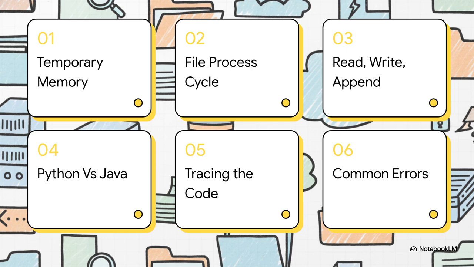So here's our roadmap for today's Explainer. We'll start by moving beyond temporary memory, then map out the file processing cycle. After that, we'll decide whether to read, write, or append. We'll do a quick showdown of Python versus Java, learn how to trace the code like a pro, and finally, wrap up with how to avoid those common, absolute nightmare file errors.